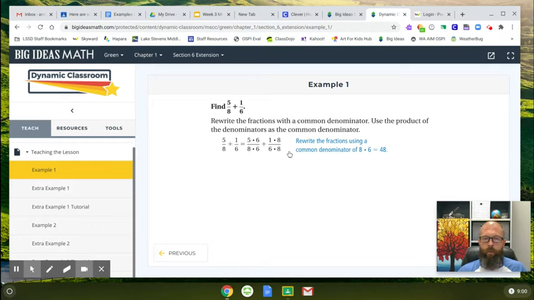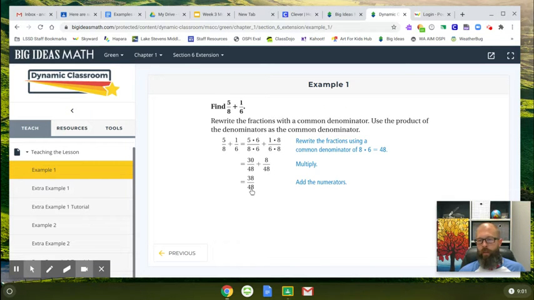So remember, whatever you do to the bottom of a fraction, you also have to do to the top. So we're rewriting them with multiplication, and we multiply, and we end up with 30 over 48 plus 8 over 48. So both denominators are now the same, okay? So now is the easy part. All I have to do is add the top numbers, and I end up with 38 over 48.